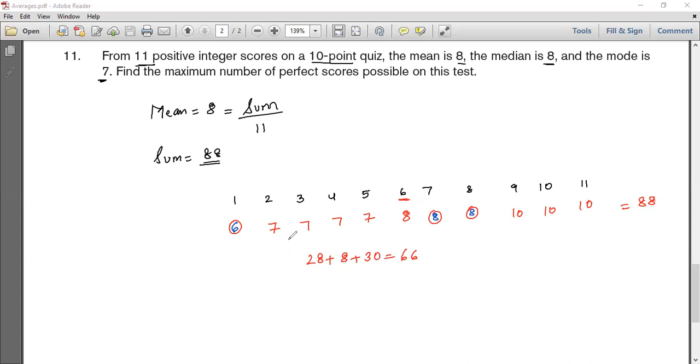And let's just quickly check whether all the conditions are getting satisfied. The mean is 8, so that means the sum is 88. The median is 8. So 8 is right in the center, the sixth value. And the mode is 7. 7 is the value which is getting repeated the maximum number of times. So that is also fitting the criteria. So the question is find the maximum number of perfect scores. So the maximum number of perfect scores that is possible is only 3 times the number 10 can appear in this list. I hope you get this.